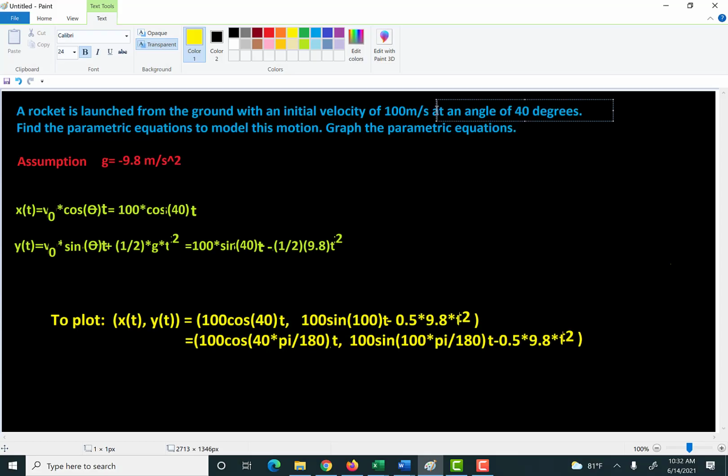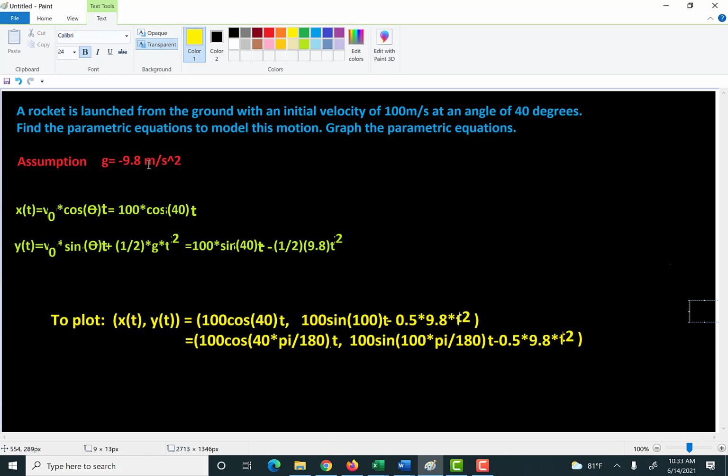Hi everyone, in this problem I would like to talk about an application of parametric equations. A rocket is launched from the ground with initial velocity of 100 meters per second at an angle of 40 degrees. Find the parametric equations to model this motion. Graph the parametric equations. The assumption that I'm making is that g equals negative 9.8 meters per second.